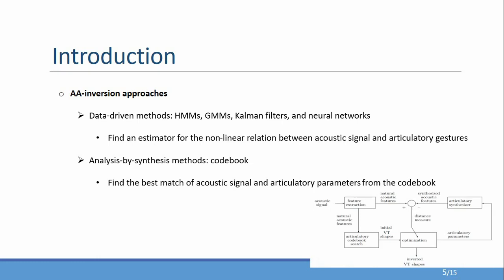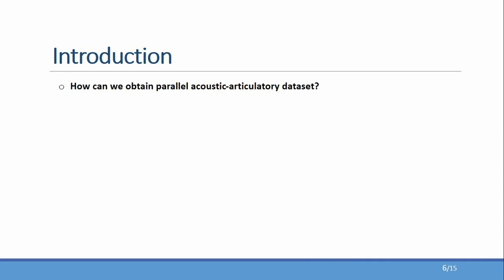Although these methods have shown the ability to achieve the desired vocal tract parameters, they need a huge parallel acoustic articulatory dataset, and their functionality depends on the quality of the dataset or the codebook. How can we obtain a parallel acoustic articulatory dataset? Is it a difficult task or an easy one? Two methods for this purpose are available.